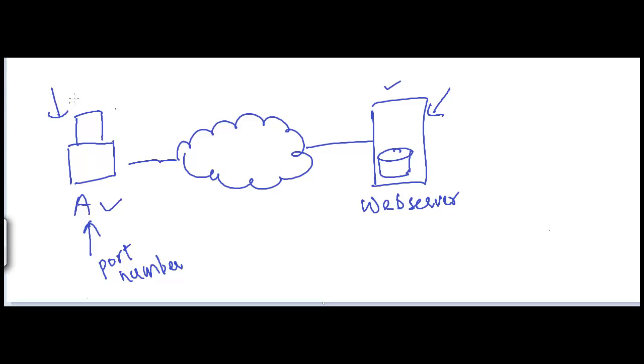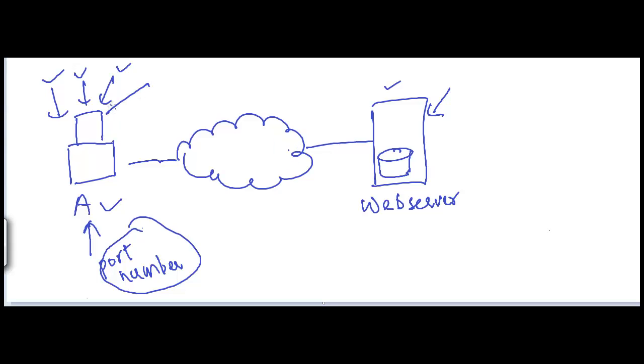Remember, there are several processes running on this computer which might be using the internet. So when the data is received, the data has a port number, and this port number is used to identify which one of these processes the received data is meant for. Okay, so let's go back to our example.